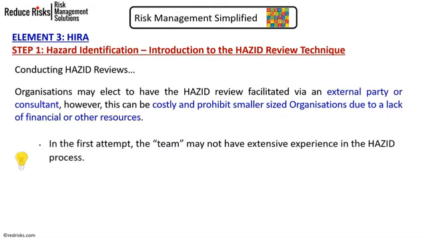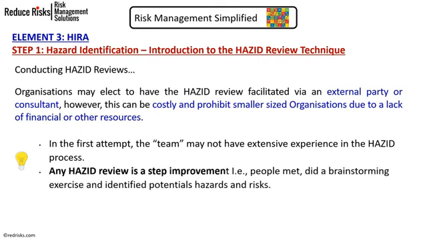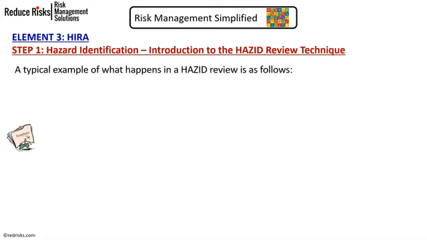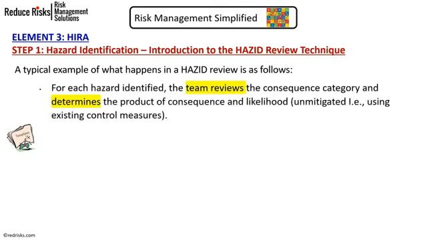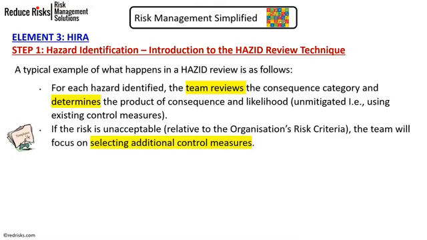So some tips. In the first attempt, the team may not have extensive experience in the hazard process, but any hazard review is a step improvement. In other words, people met, they did a brainstorming exercise, and identified potential hazards and risks. A typical example of what happens in a hazard review is that for each hazard identified, the team reviews a consequence category and determines a product of consequence and likelihood. So they'll probably make use of the risk assessment matrix that they've developed.